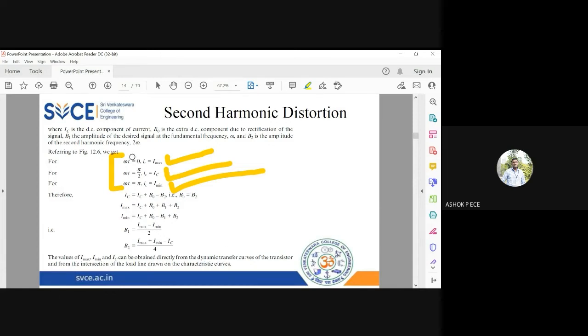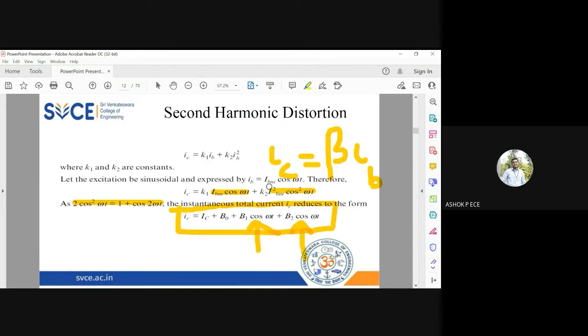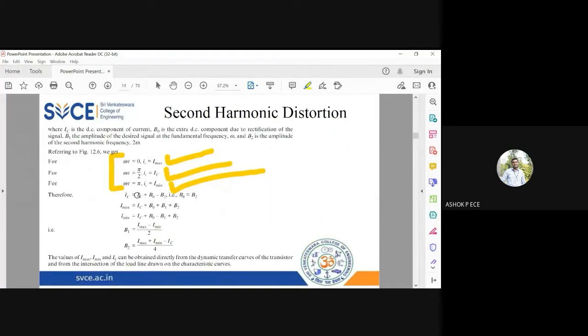Okay, so substitute these values in the equation. Omega t equal to 0. When you put omega t equal to 0, IC plus B0 plus B1 plus B2 equal to capital IC. Same way you substitute all the parameters, omega t equal to 90, omega t equal to 180, and you will get the values for B0, B1 and B2. So B0 is going to be equal to B2, B1 is going to be I max minus I min by 2, and B2 is going to be I max plus I min minus IC by 4.